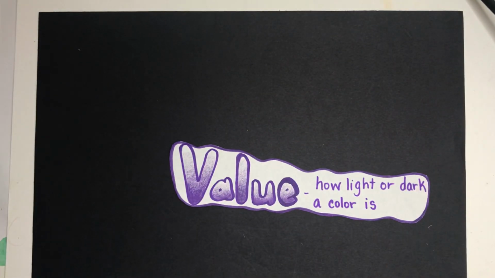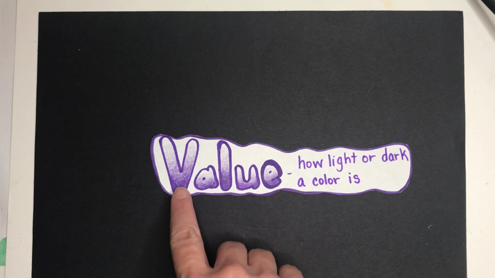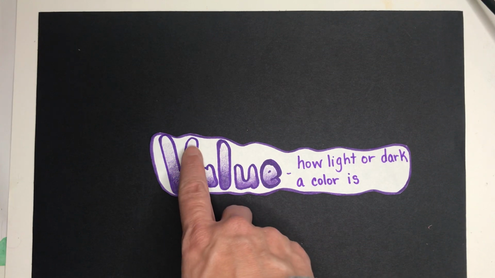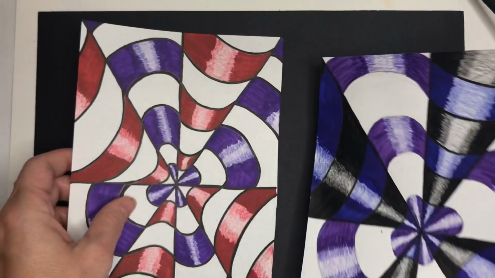But before we get into the art project, let's talk about the vocabulary. Today we're going to be learning about value. Value is how light or dark your color is. If you look at my word value, you can see it has a dark value at the bottom of the letters and a light value at the top. So on our optical illusion today, we're going to be doing dark values and light values so that we make our optical illusion look three-dimensional.